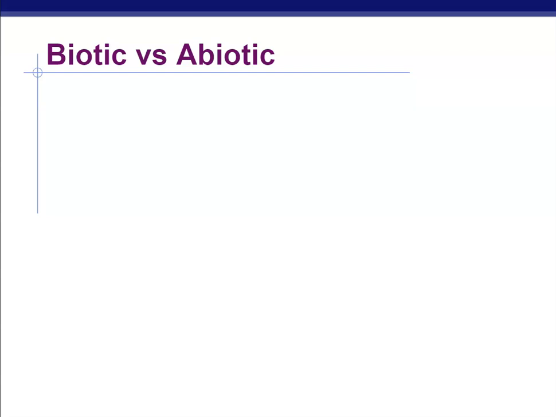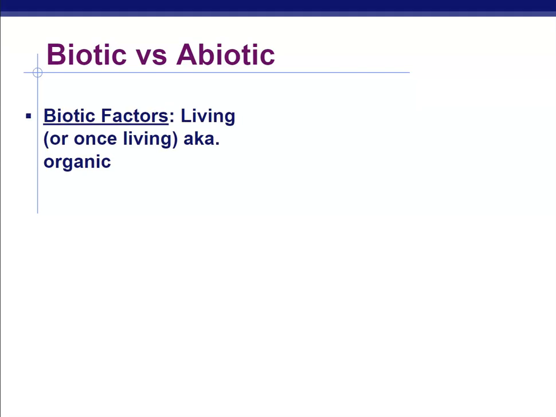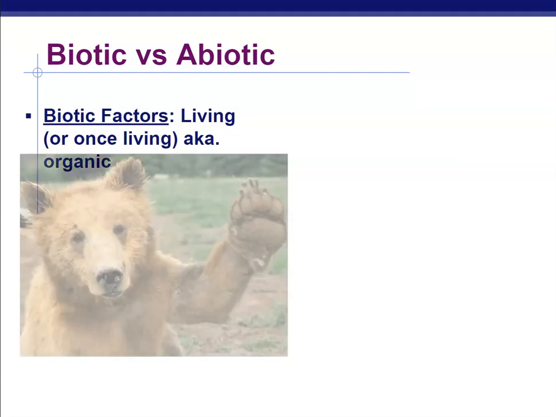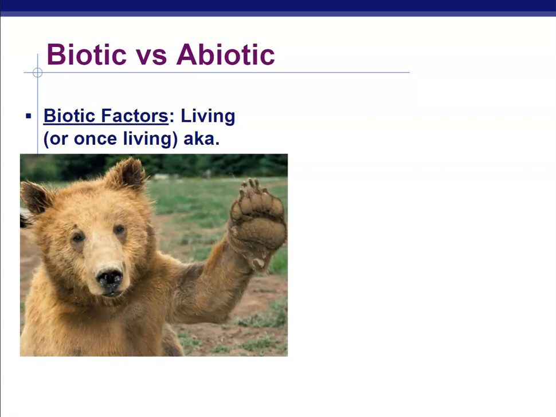Biotic versus abiotic. So this is just vocabulary. Biotic, bio just means living things, and abiotic is non-living. So a biotic factor would be something that's alive or was once alive. Another term that is associated with that is organic. It's just something that's living that can influence the environment.